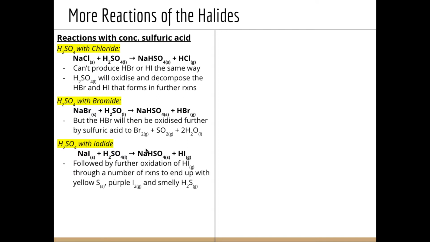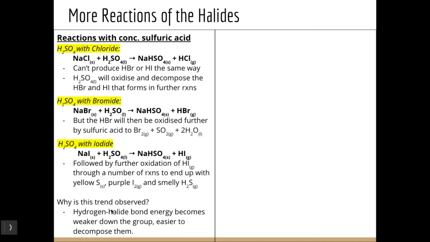but then through a number of different reactions, we end up with a number of different products where the HI gets oxidized. Similarly, we form sulfur, yellow sulfur. We see the purple I2 gas, that very characteristic purple color for the iodine, and that smelly dihydrogen sulfide gas let off as well. So we can produce HCl this way, but we can't produce HBr or HI this way due to the weaker bond energy going down the group, therefore they are easier to decompose. The sulfuric acid is sufficient to oxidize them.